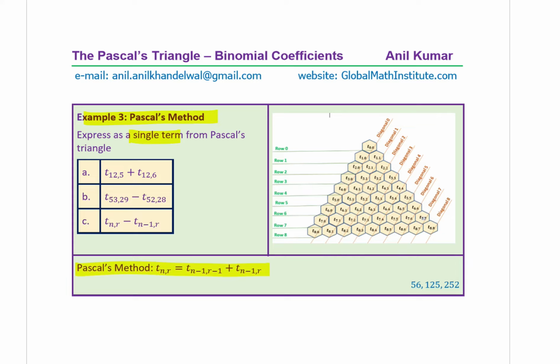So the very first one, which is T12,5 plus T12,6, is what? So definitely, we are looking into this. They will add, and you get the next row element, which will be T13,6, correct? So that is how you're going to get it. So this is equal to T13,6. Is that clear to you?